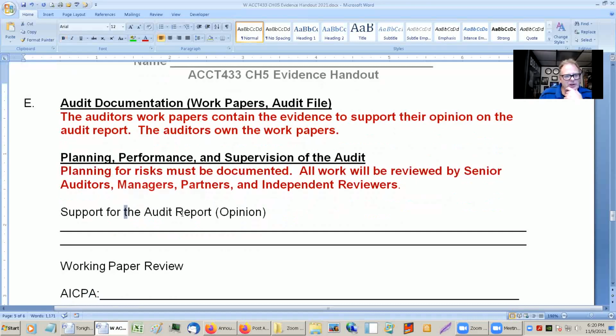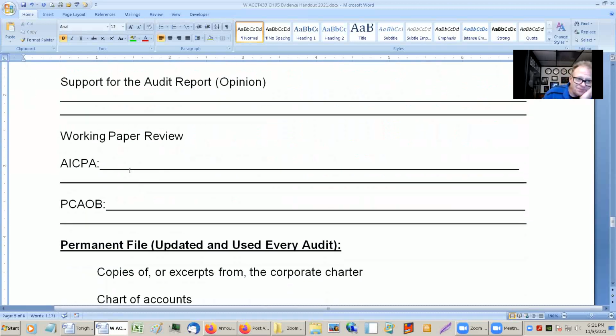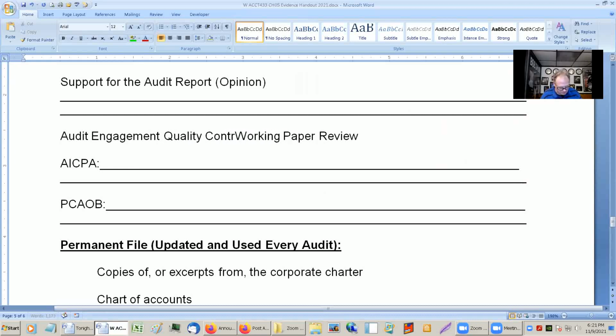All right, support for the audit. Oh, I already got that up here. The work papers support the opinion. Okay, working paper review. I'm going to put a better term, a more recent terminology out here. This is the more current for that, and I should update this.